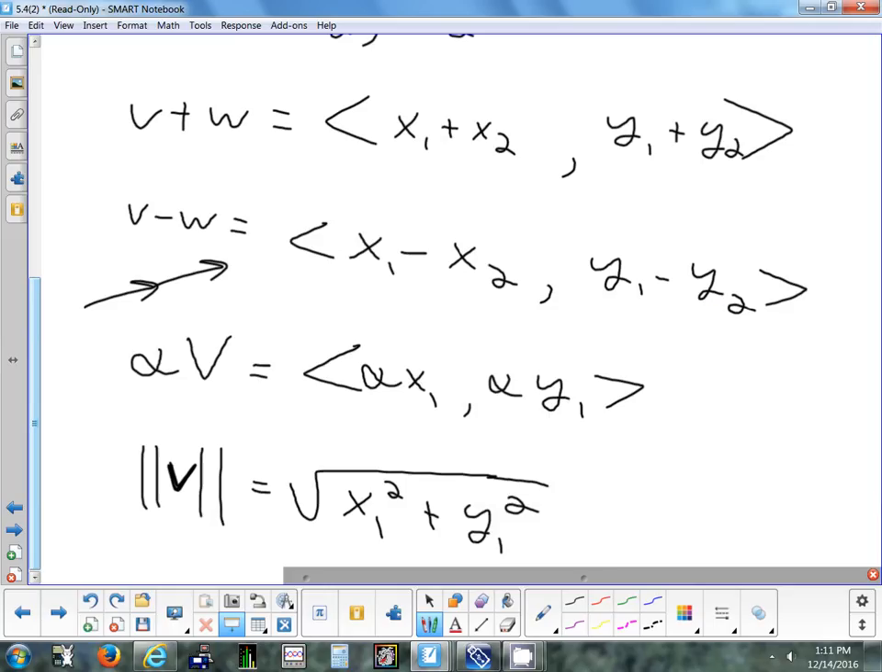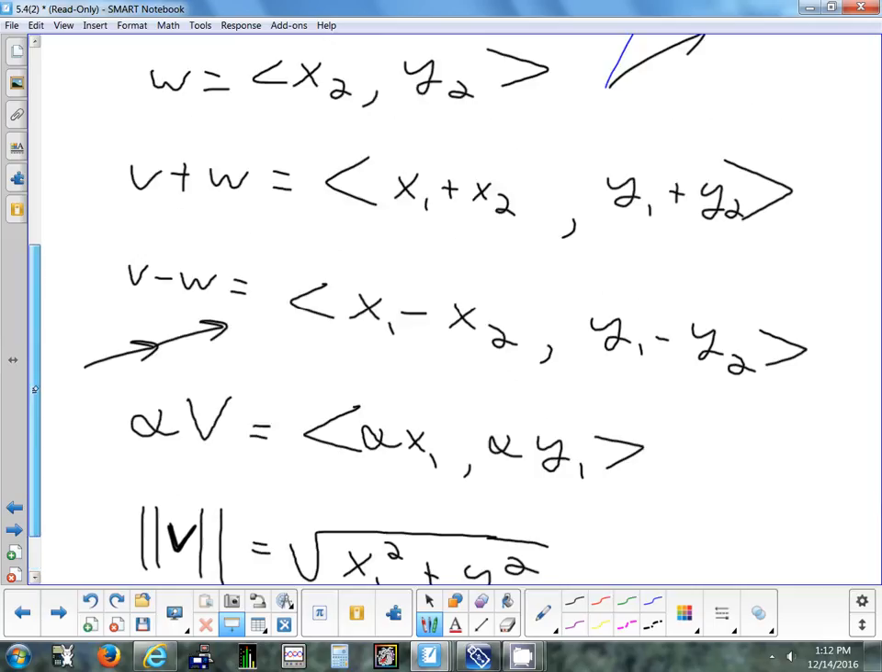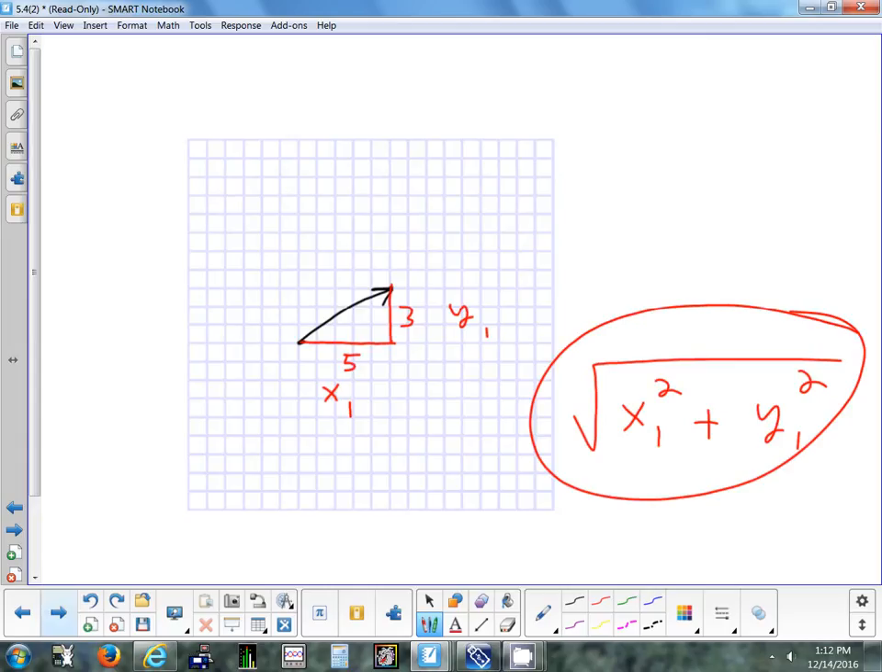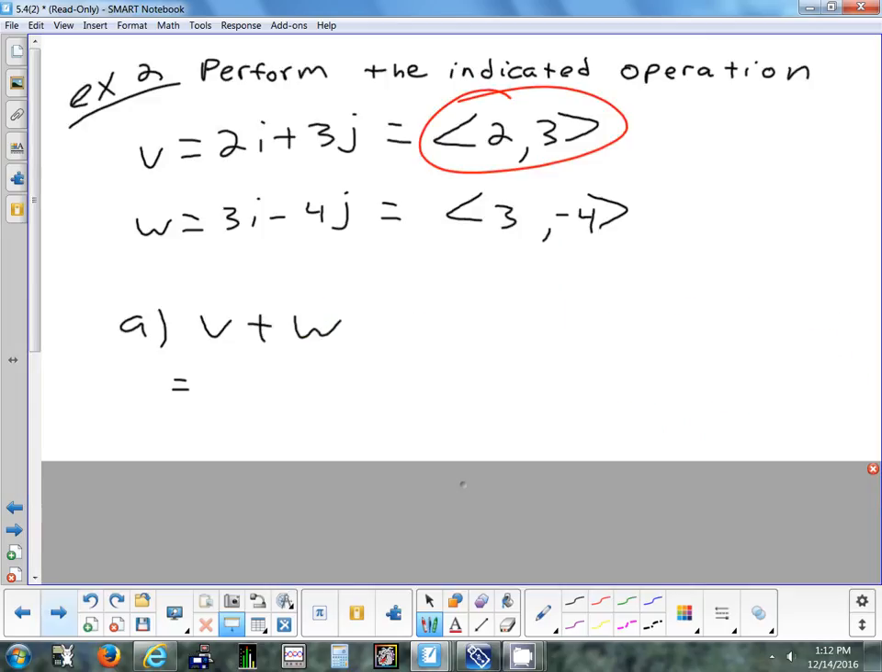So we'll go through an example of one of each type, and we'll practice writing our answers both ways. We'll try writing our answers with the IJ notation, and then with the angle brackets. You should be familiar with both. If you can do one, you can really do the other. So we'll start with V plus W.